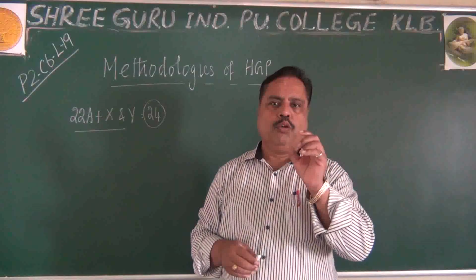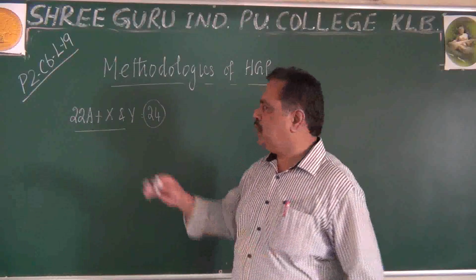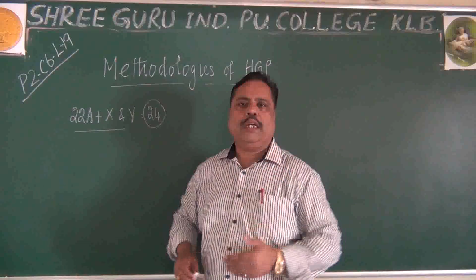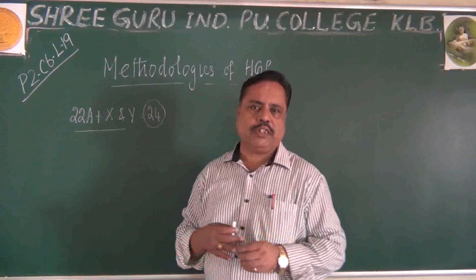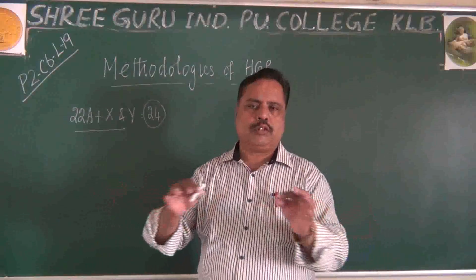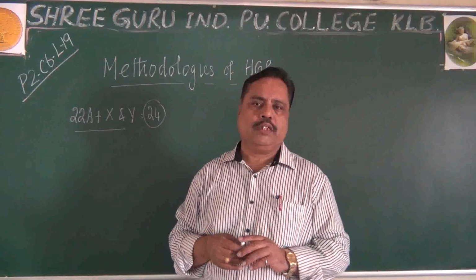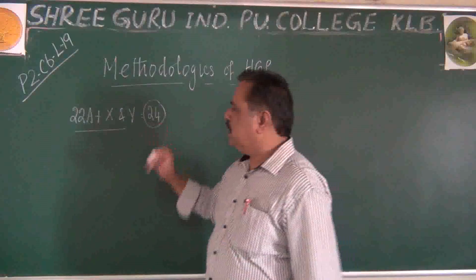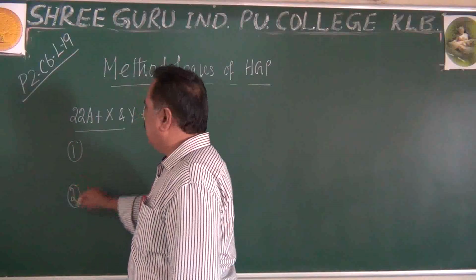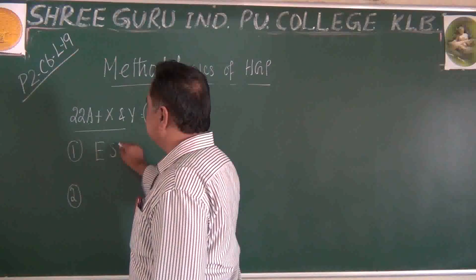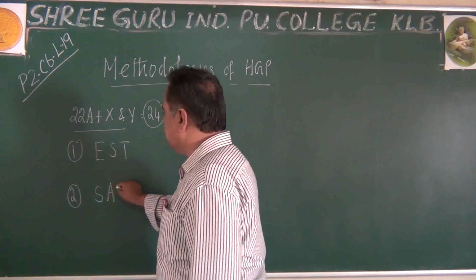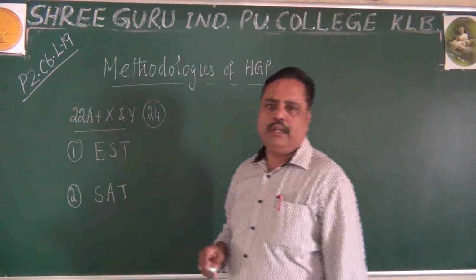It is a more important task, we can say. 3 into 10 to the power 9 base pairs are present in that genome. So much of the genome, so many nucleotides, must be sequenced properly. For this, 2 methods are employed by the scientists. One is called EST, we can say. Another one is known as SAT, we can say here.